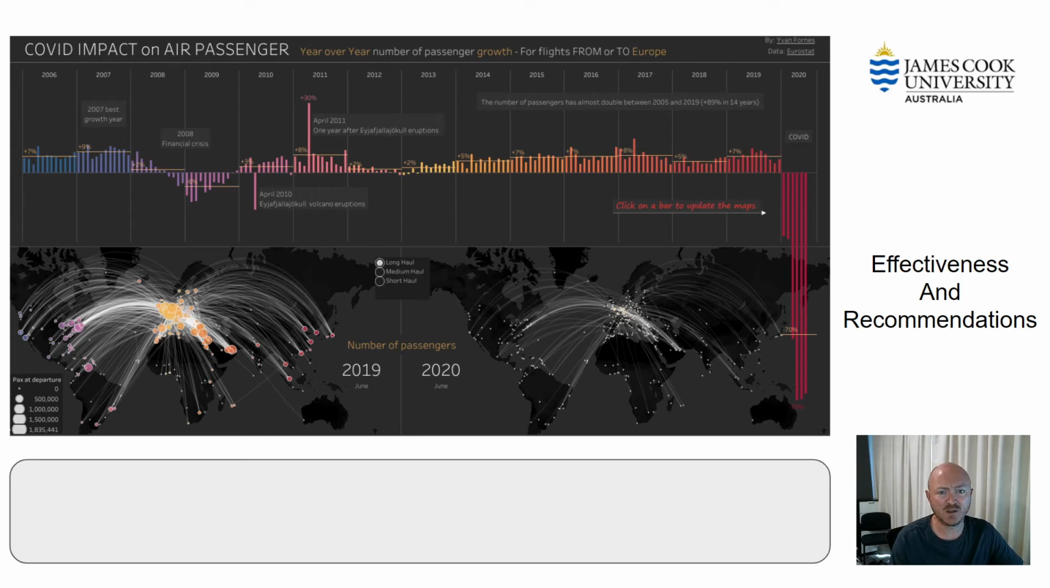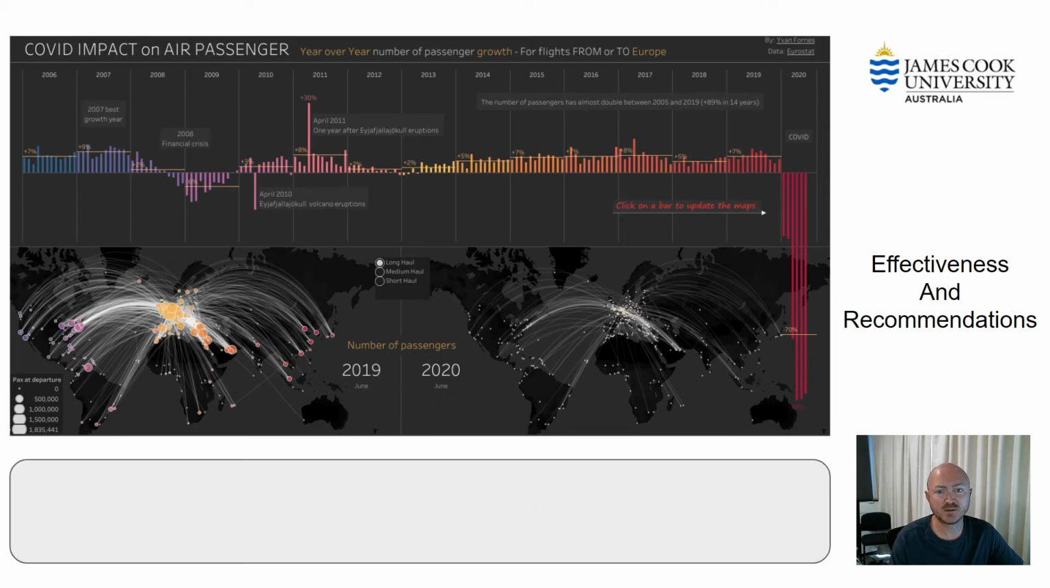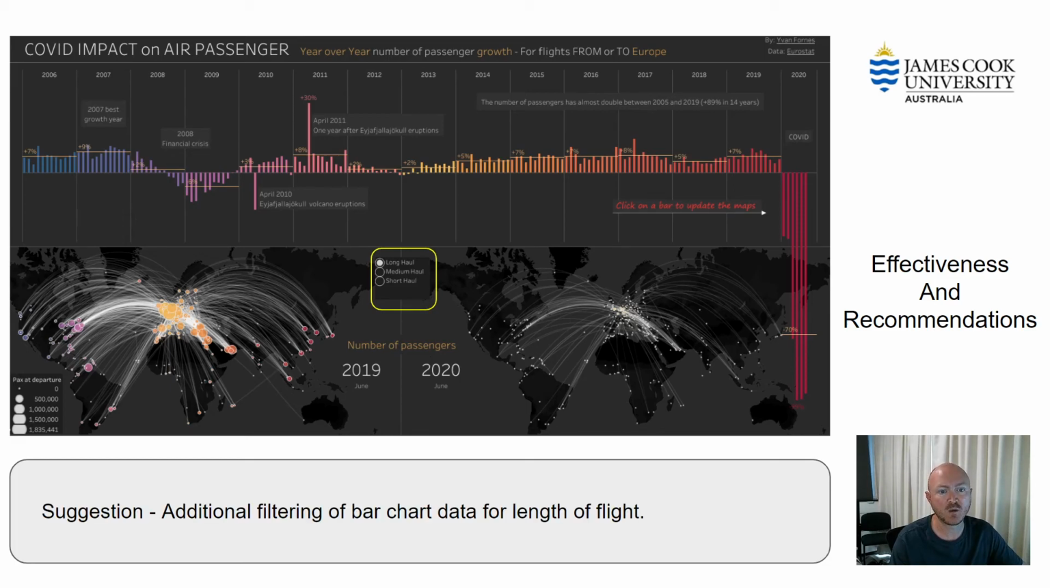One limitation is the map comparison between months, in that only consecutive years can be compared. A possible improvement for this might be to enable the viewer to select the target year for each side of the comparison map, allowing for more flexibility for exploratory data analysis. Another limitation is the top half of the viz cannot be filtered in the same way as the bottom by length of journey. I think it would be useful to be able to filter the bar chart data in the same way as the map data.